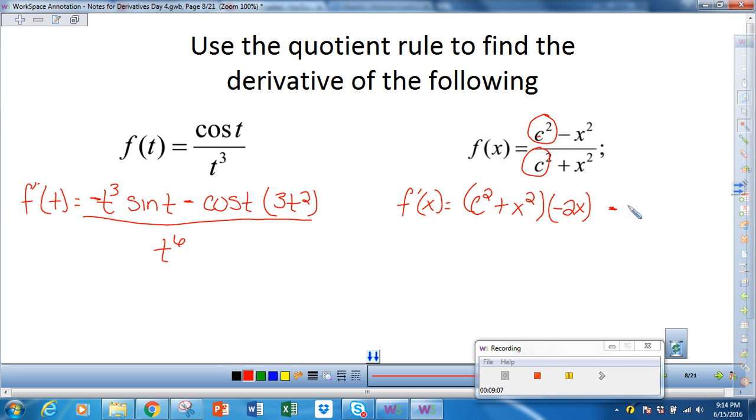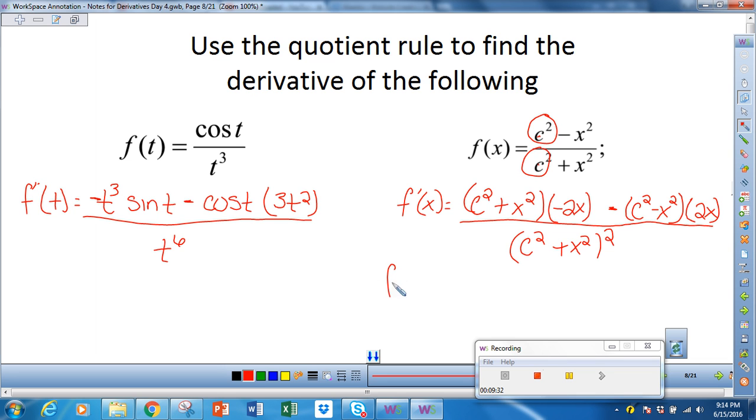Low times the derivative of high, minus high times the derivative of the low. Once again, c squared is a constant, so this would be 2x, all over c squared plus x squared quantity squared. And we do not want to multiply that out. We don't want to waste time multiplying that out. Now we could probably do something with the top if you are so inclined.